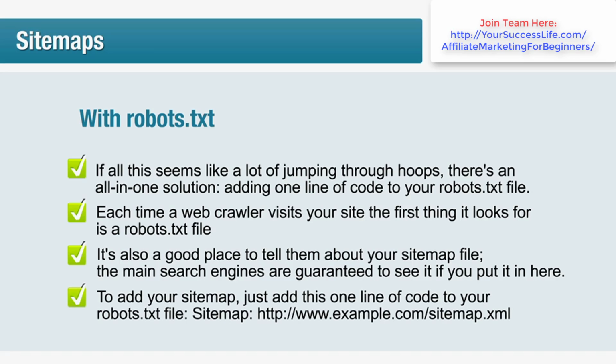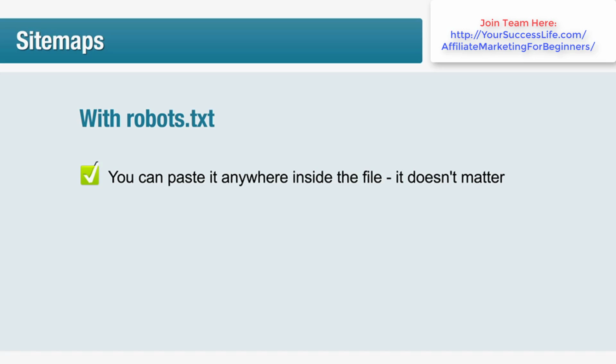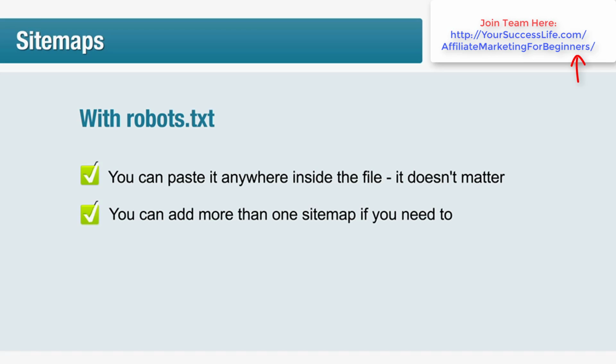To add your sitemap, just add this one line of code to your robots.txt file. You can paste it anywhere inside the file. It actually doesn't matter. Of course, replace the example address with the address of your actual sitemap. Make sure it's a full URL, including the HTTP and your domain name, just like in the example above. You can add more than one sitemap if you need to. For instance, you might have a sitemap automatically generated by your blog platform and another one for your regular website. Just duplicate that line of code and change the URL to your other sitemap. Add as many as you like.